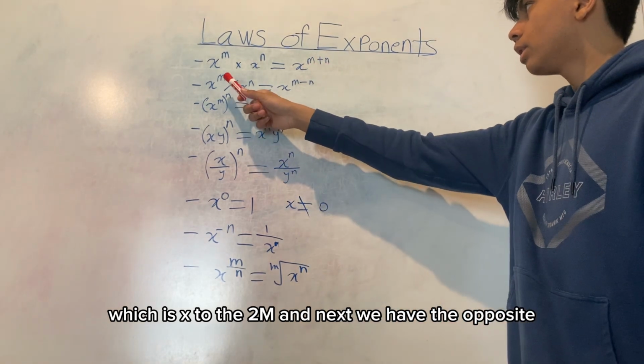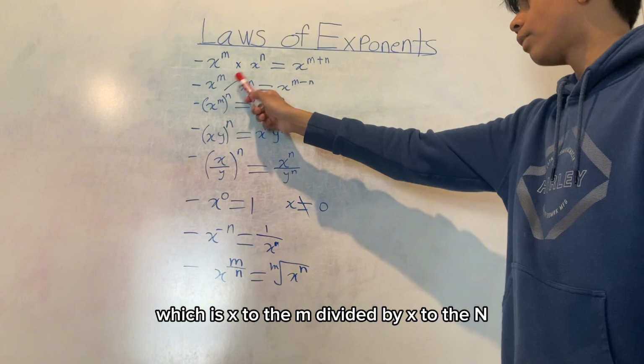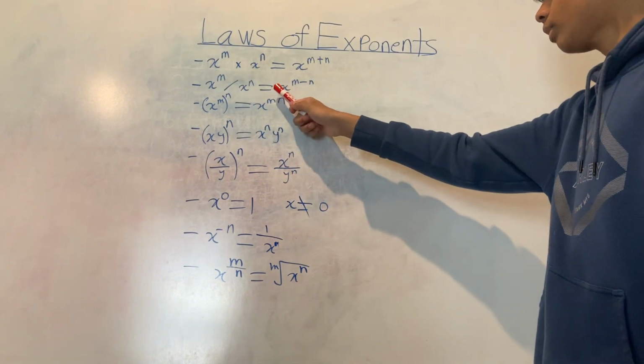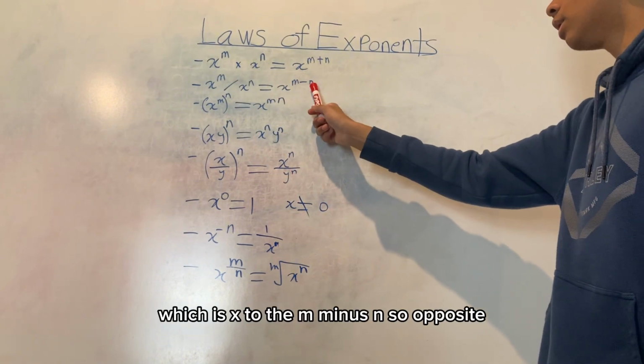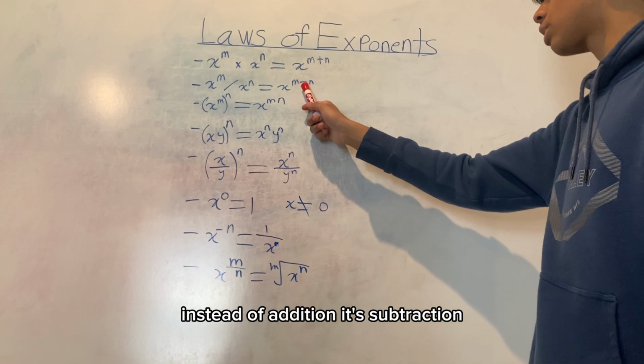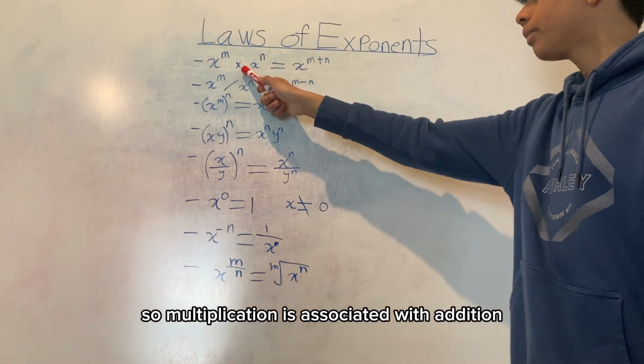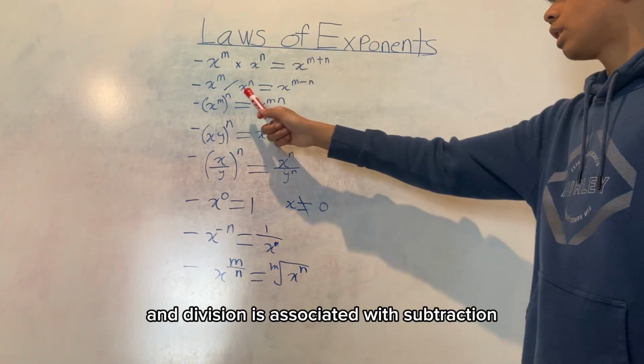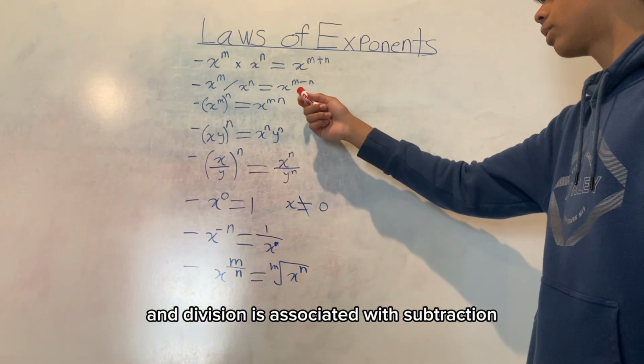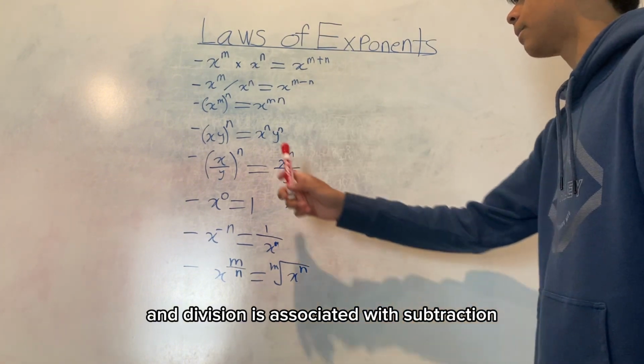And next we have the opposite, which is x to the m divided by x to the n, which is x to the m minus n. So opposite, instead of addition, it's subtraction. So multiplication is associated with addition, and division is associated with subtraction.